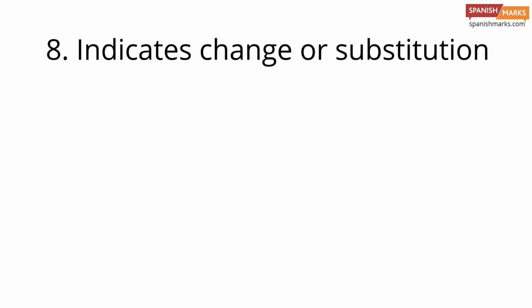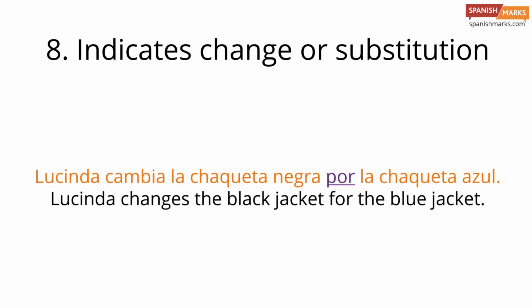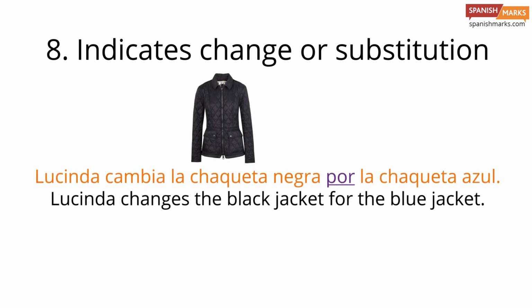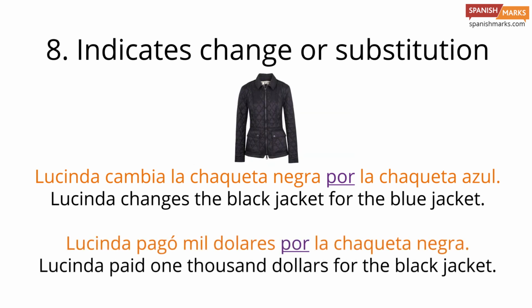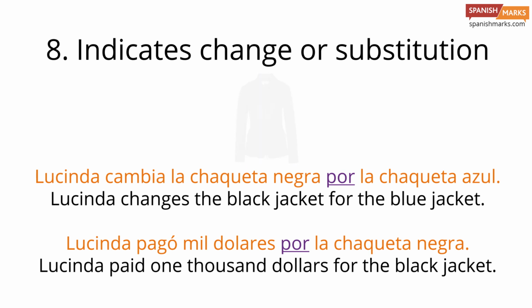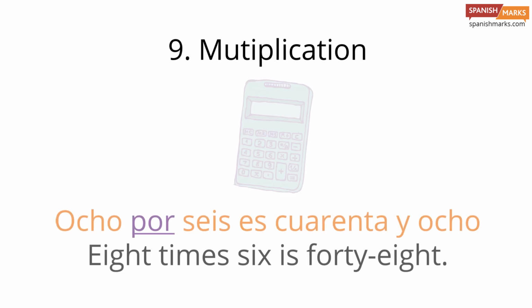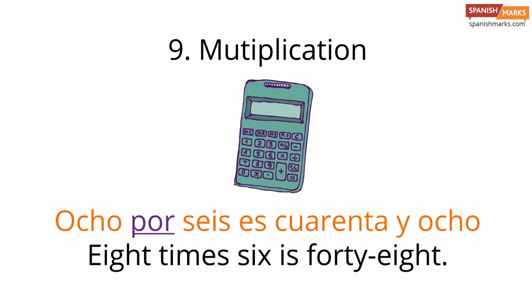Indicates change or substitution. Lucinda cambia la chaqueta negra por la chaqueta azul. Lucinda pagó $1,000 por la chaqueta negra. You use por when trading one thing for another, and this includes money. Multiplication: 8 por 6 es 48. This is fairly easy.